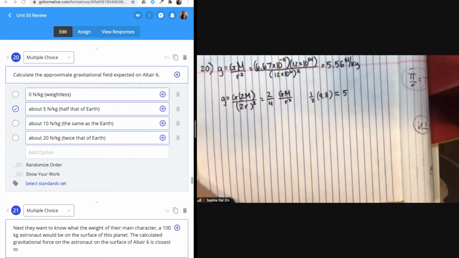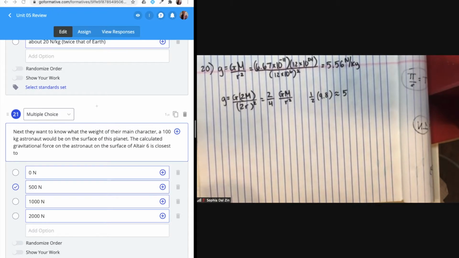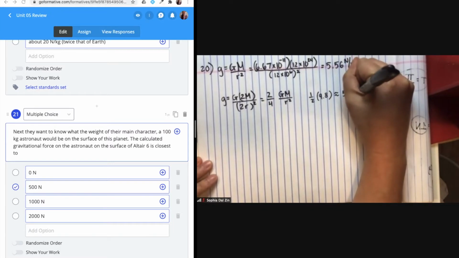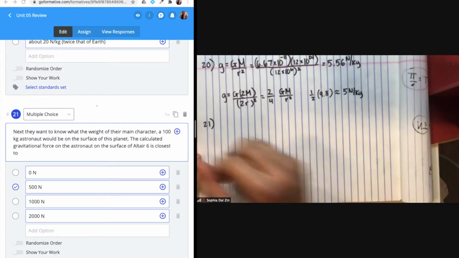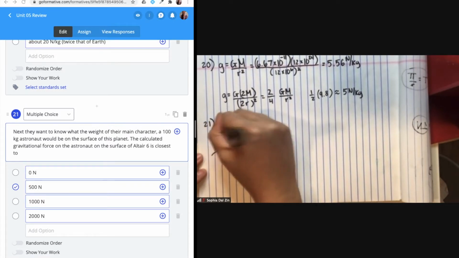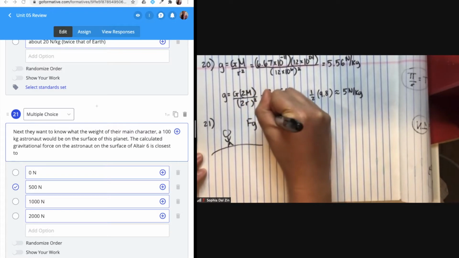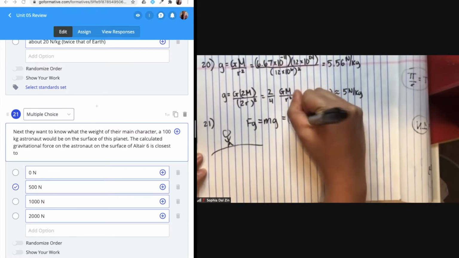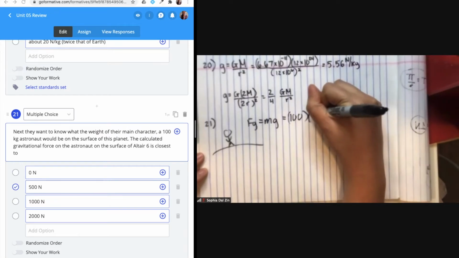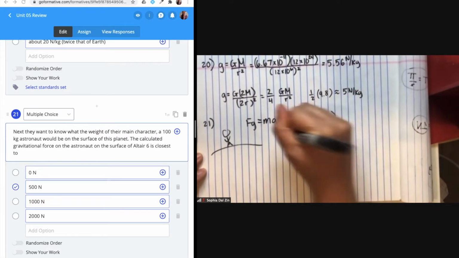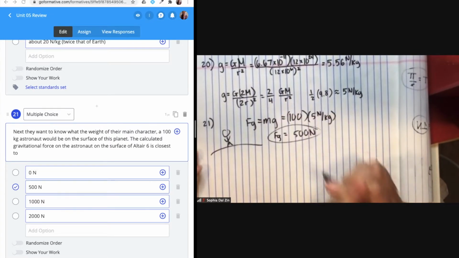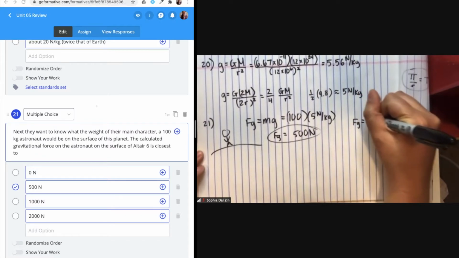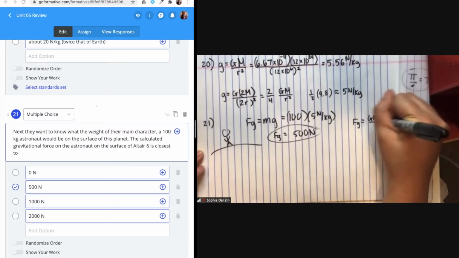Now, once you get that value, I've got this astronaut, and they are on the planet's surface, and we want to figure out how much they weigh. Well, remember, when you're on a planet's surface, you can just use Fg as mg. So I could take my 100 kilogram astronaut times 5 as the gravitational field, and that gives me about 500 for their weight.